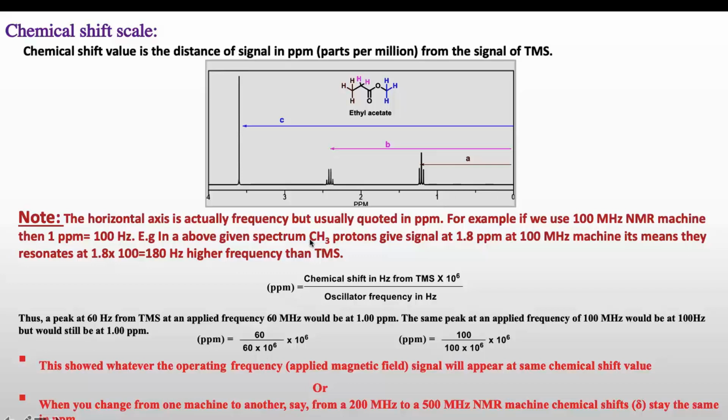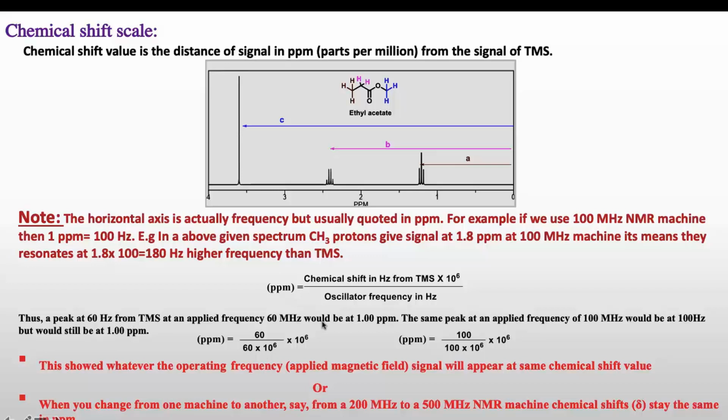So in the above given spectrum, the CH3 protons give a signal at 1.8 ppm at 100 megahertz, meaning they resonate at 180 hertz higher frequency than the protons of TMS. So this distance corresponds to 180 hertz higher frequency than the protons of TMS. This is the formula to calculate the chemical shift value: chemical shift in hertz from TMS protons multiplied by 10 to the power 6, divided by the operating frequency in hertz.